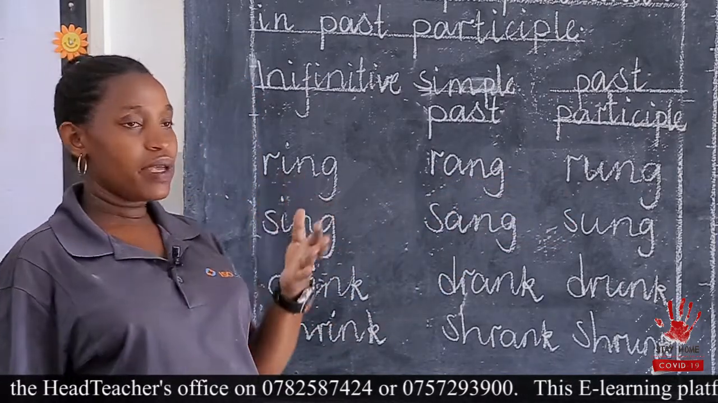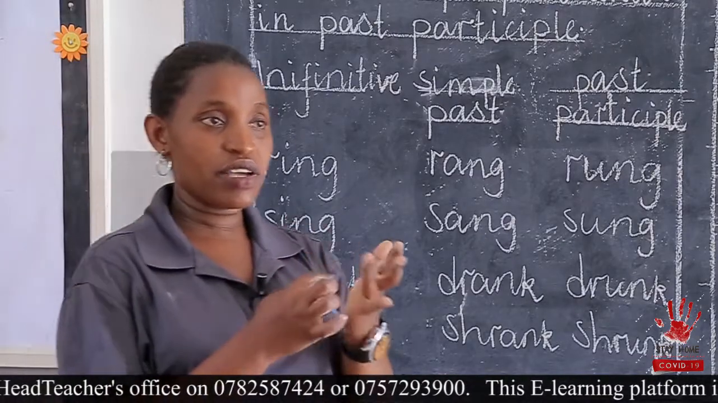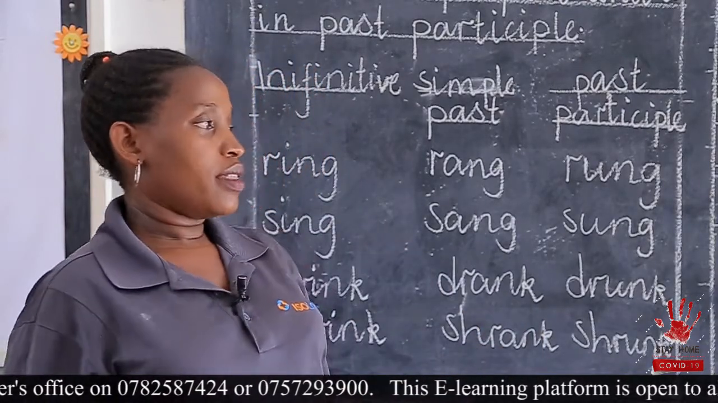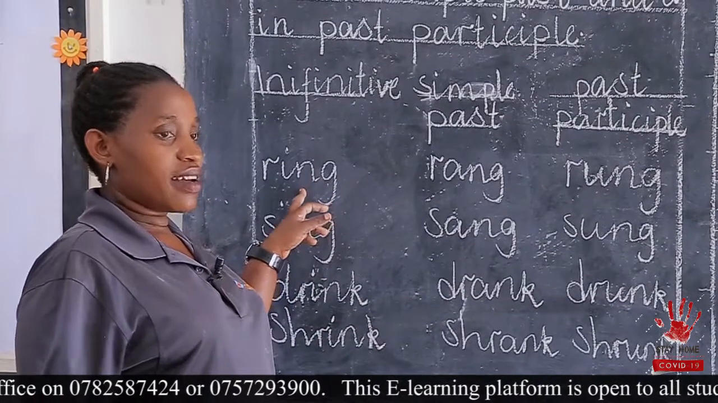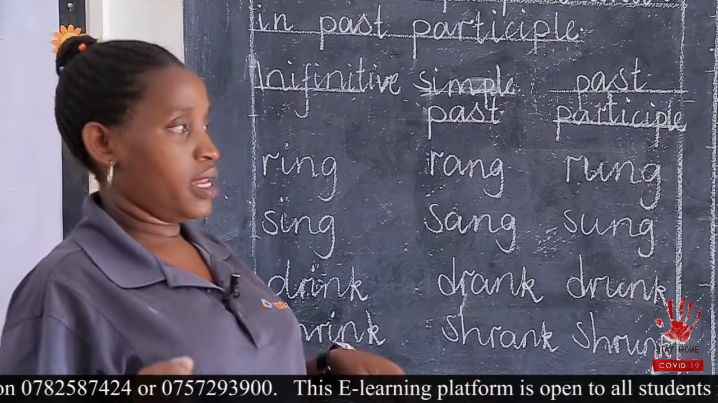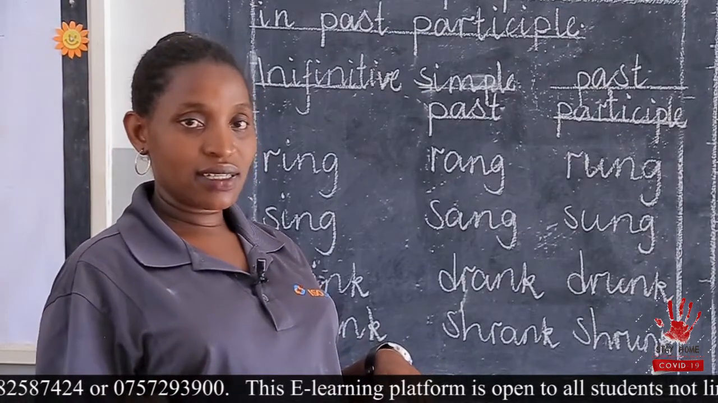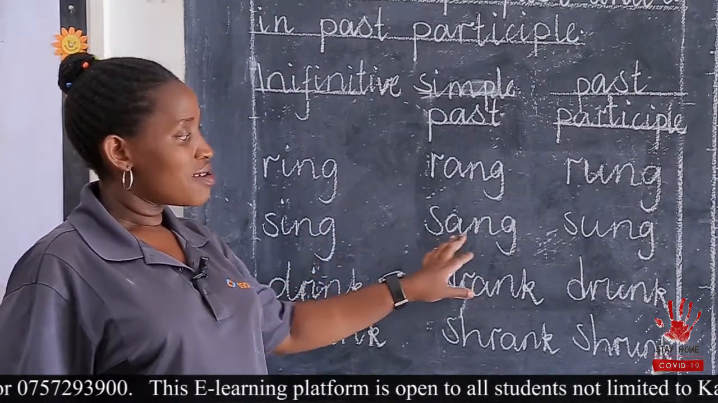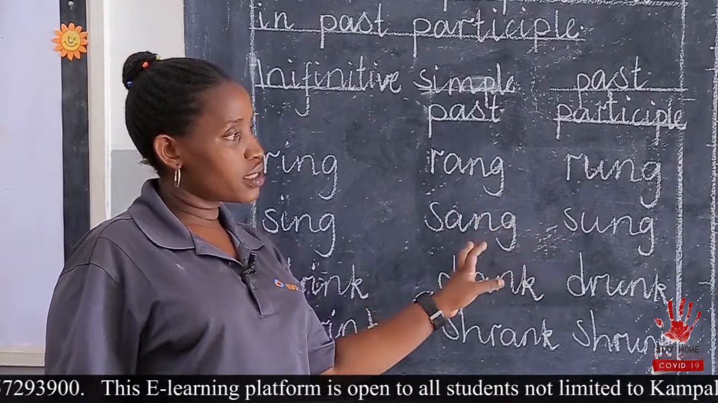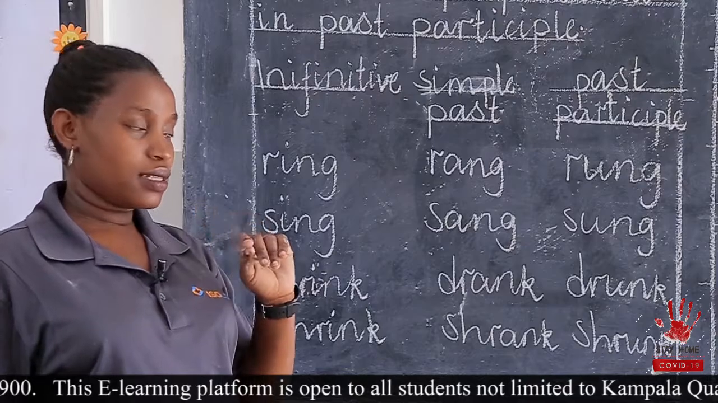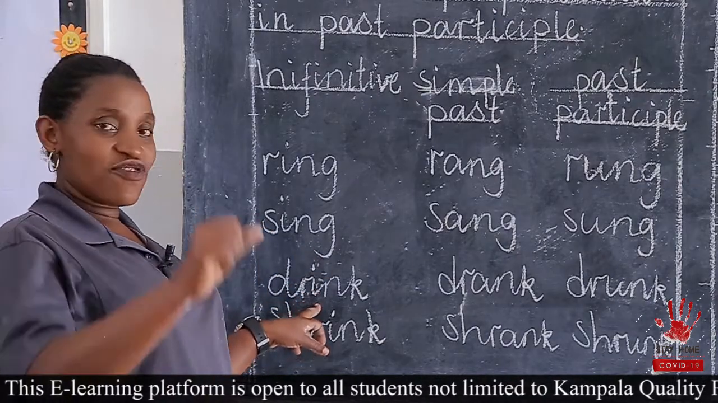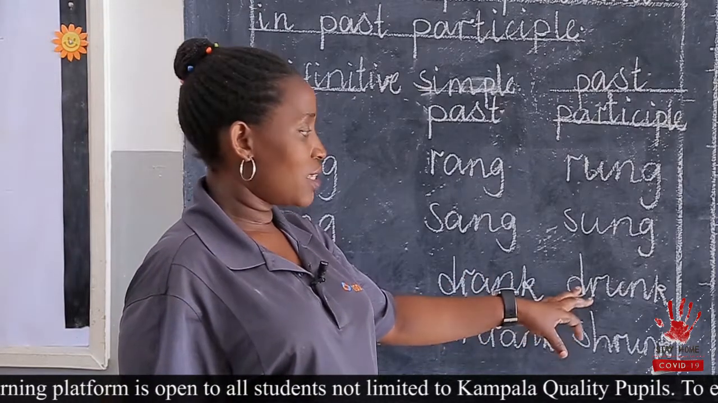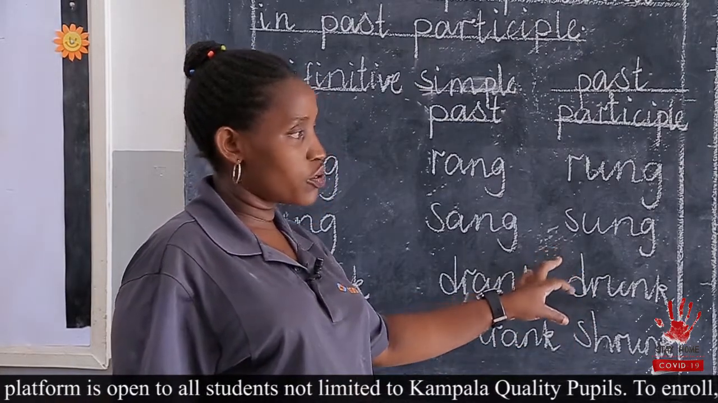I think ring can be a noun. This ring you always put here on the finger. There are some rings they put here in the waist. But now this ring is a verb of ringing a bell. In most cases, we ring bells. Yes, I hope you have ever heard of that verb. Then we have sing, sang, then sung. They have the same pronunciation, but they have different spellings. We have drink, drank. Then we shall come to drunk. This is also same pronunciation, but we know how to use them.